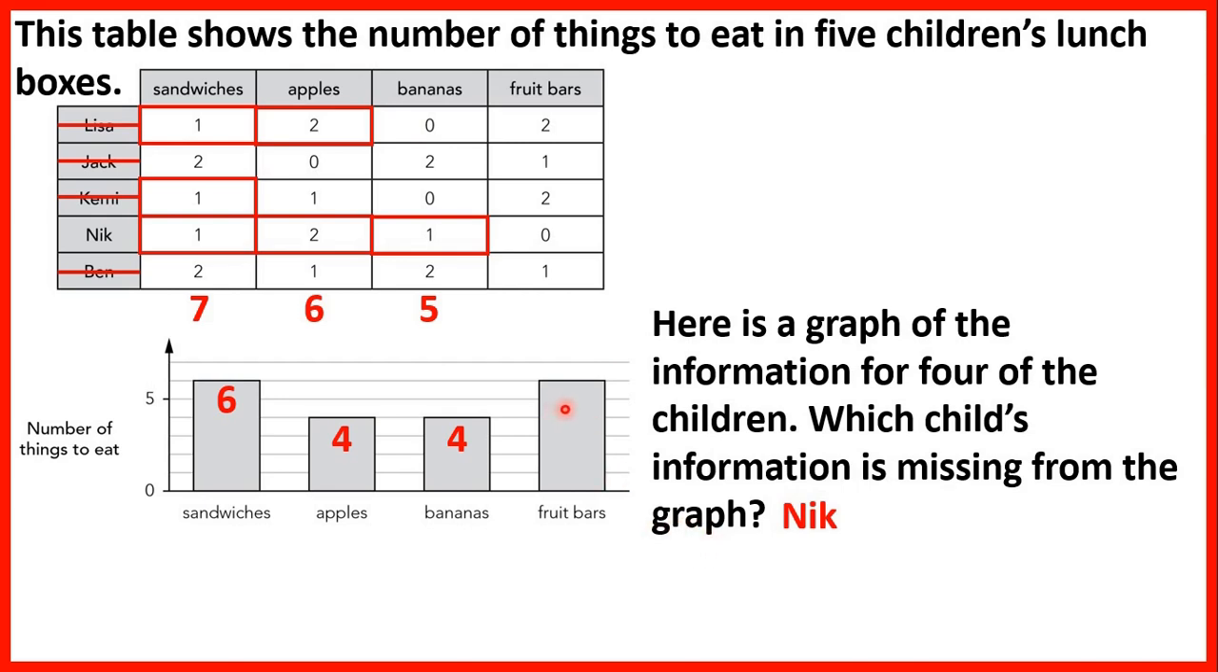And to check, let's look at fruit bars. On the bar chart we have 6, and altogether we have 6 fruit bars in the children's lunchboxes. And that makes sense because Nick has 0 fruit bars, so if his information is missing, it won't make a difference to the size of the bar.